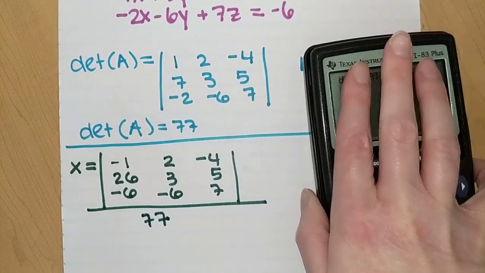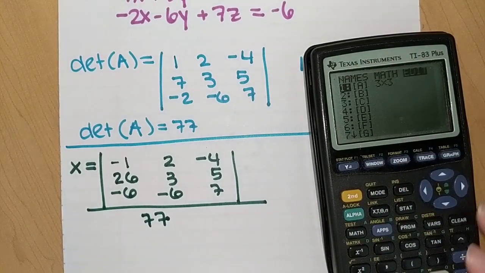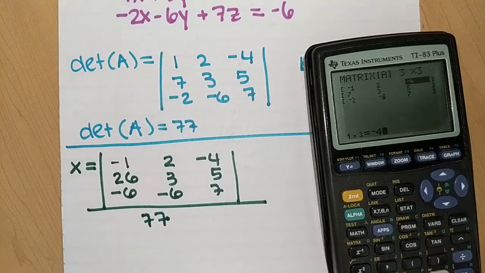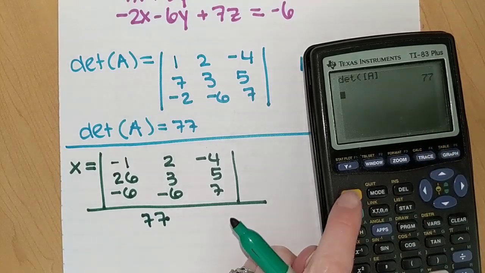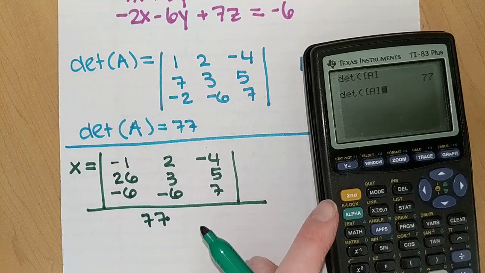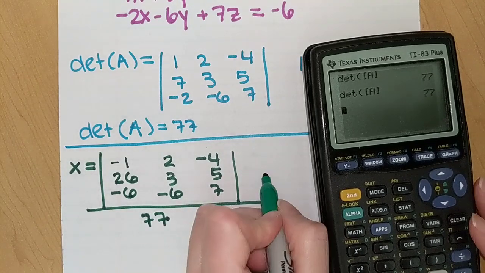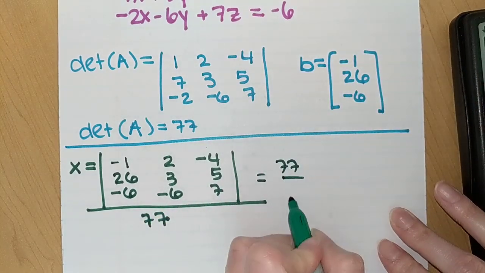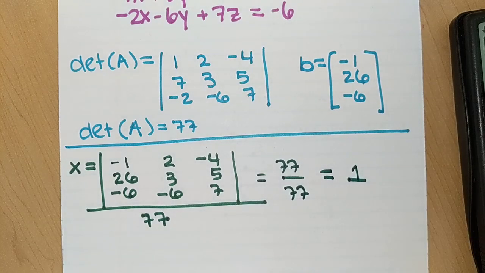Now again, this is where I personally would probably use my calculator. I would go to second matrix, edit the matrix as -1, 2, -4, 26, 3, 5, -6, -6, 7. And then you can always do your second enter to just repeat the same process, and that would give you a determinant of 77. So it would be 77 divided by 77 to get 1 for your x value.